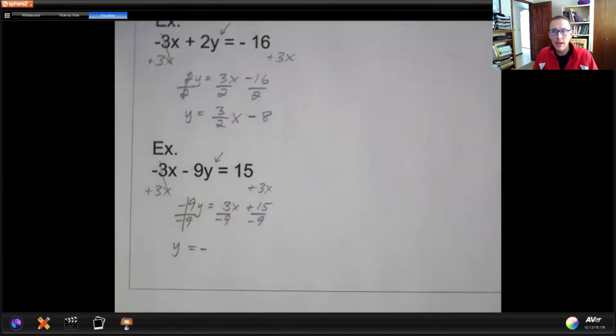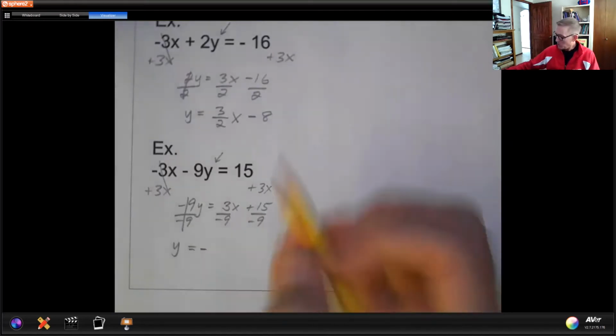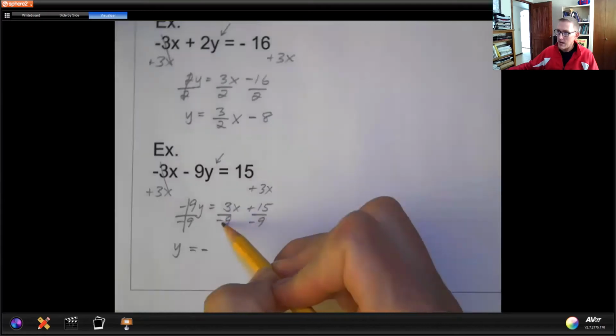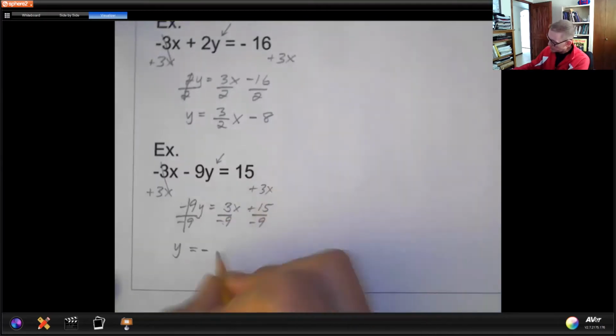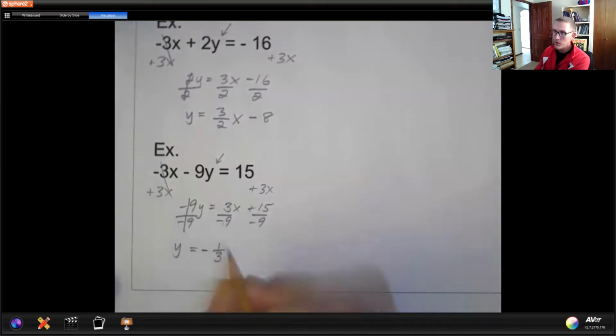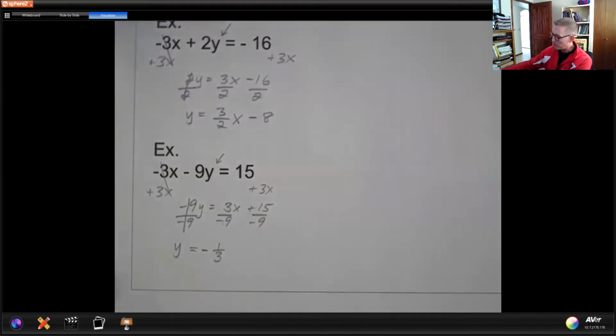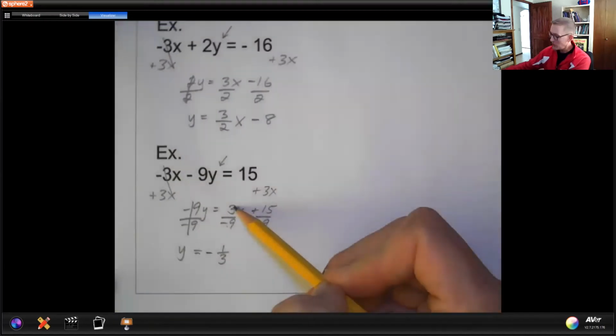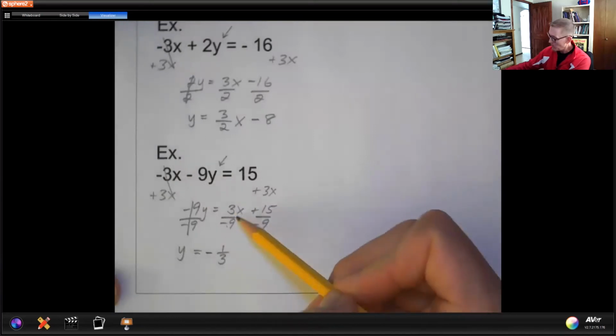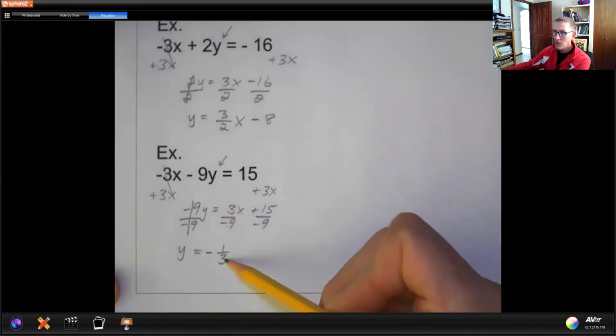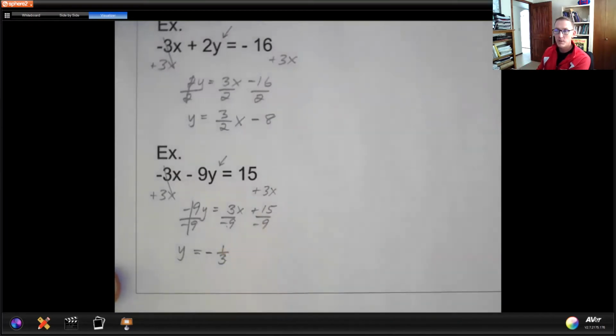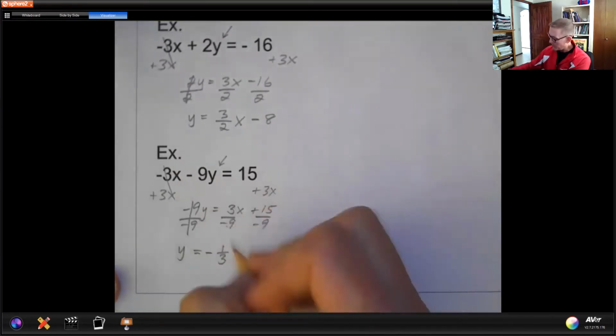3 over 9 can reduce. They go in evenly, but the bigger number is on the bottom. If the bigger number is on the bottom, even when they go in evenly, you're still going to be left with a fraction. So 3 over 9 reduces down to 1/3 because both numbers divide by 3. 3 divided by 3 is 1. 9 divided by 3 is 3. You'll notice I took the negative sign and I put it in front. I'm going to put the x next to that fraction.